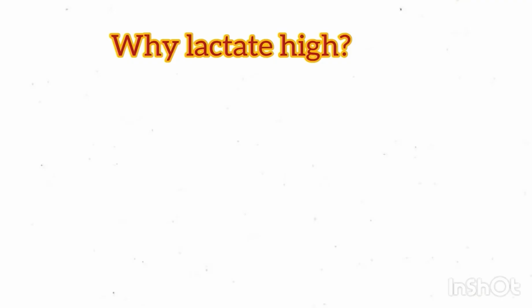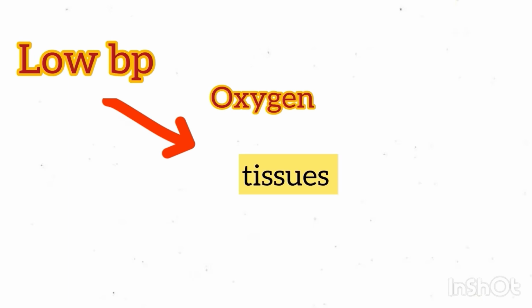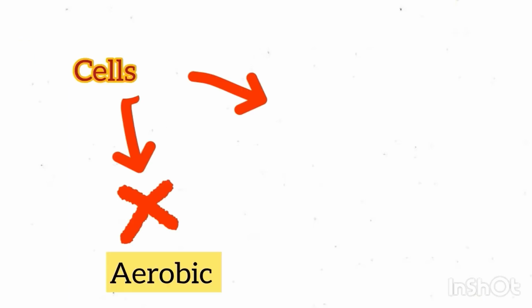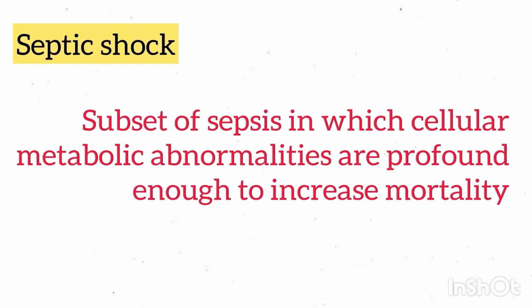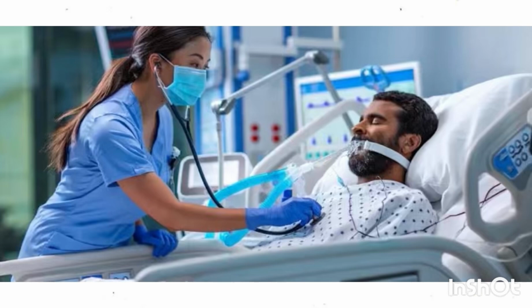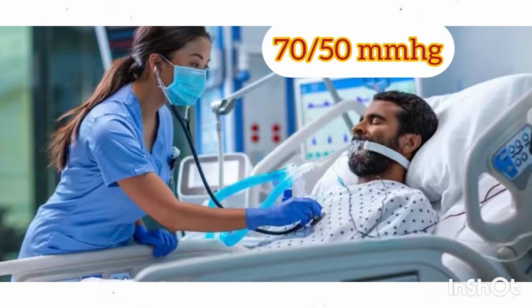Why is lactate high in septic shock? Due to low blood pressure, oxygen delivery to tissues is reduced. As a result, cells switch from aerobic metabolism to anaerobic, which produces lactic acid as a byproduct, hence the elevated lactate levels. So the definition of septic shock is the subset of sepsis in which cellular metabolic abnormalities are profound enough to increase mortality. Now see this. This patient has presented with septic shock. The blood pressure is only 70 systolic.